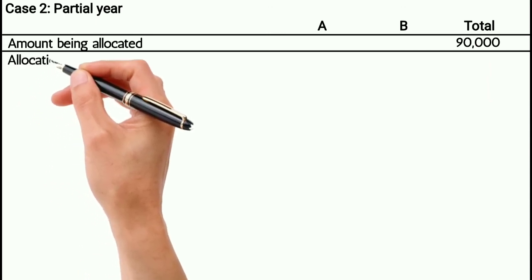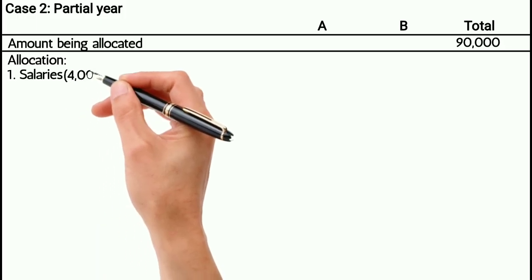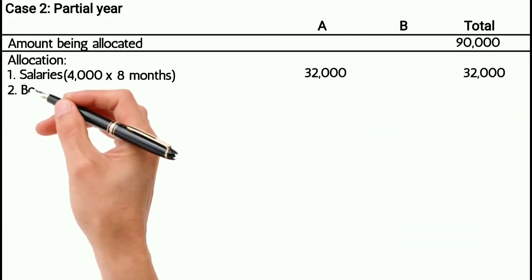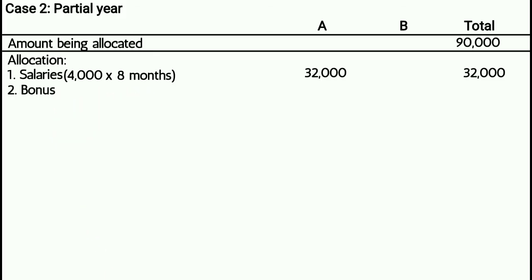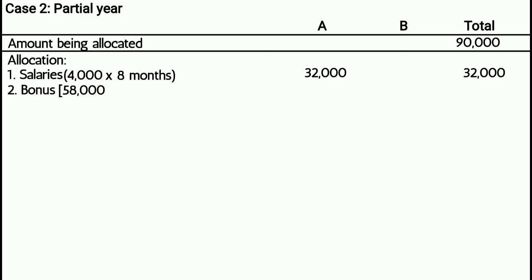Let's now do the allocation. Let's start with salaries. Ang monthly salary ay 4,000 pesos. We will not multiply this by 12 months but rather 8 months only. 4,000 pesos times 8 months, ilan yan? 32,000 pesos. Next, bonus. A is entitled to bonus because there is a sufficient profit. 90,000 pesos minus 32,000 pesos, ilan yan? 58,000 pesos. Yan yung profit after salary.